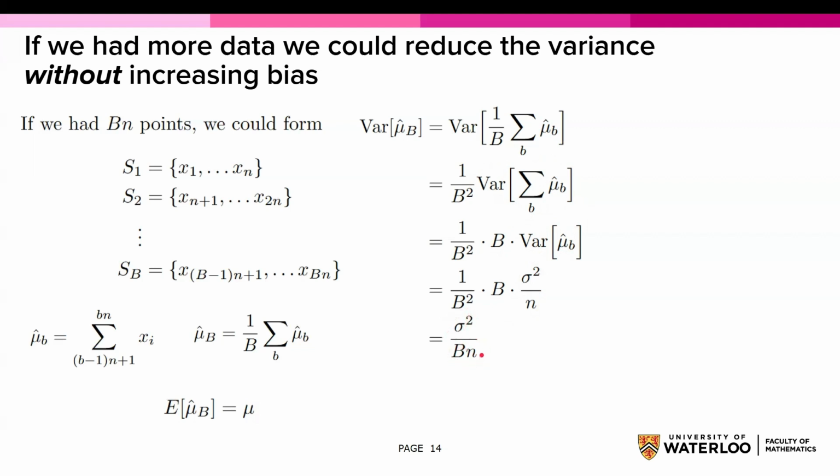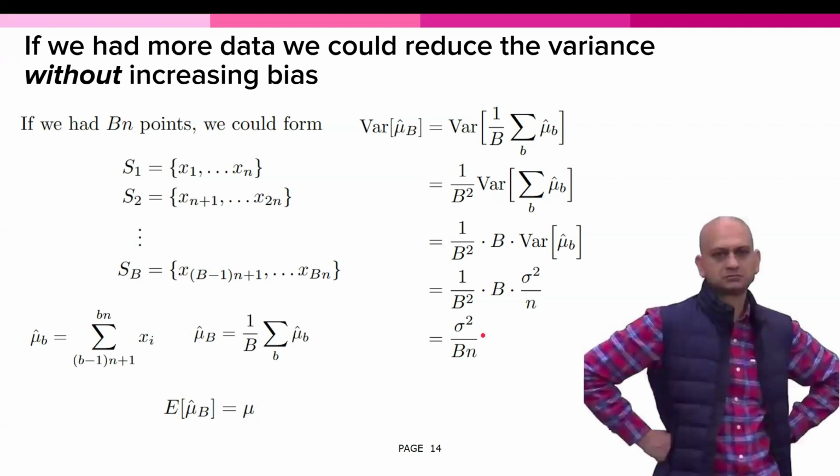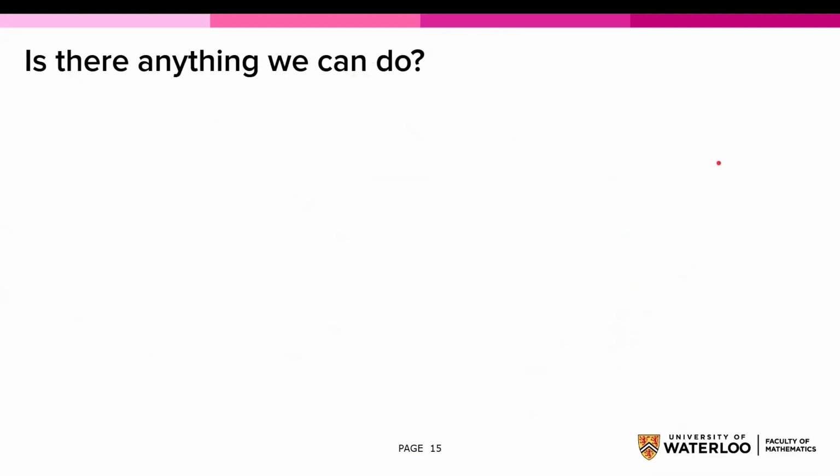And so this means that by forming B separate estimates and then averaging them, we can reduce the variance by a factor of B, where B is the number of estimators we had. Now, of course, this isn't really practically helpful because we usually can't magically have B times more data. But it does hint at the power of ensembling. By combining multiple models or estimates, we get more stable results without introducing bias. So is there anything we can do to reduce variance with a fixed size data set?